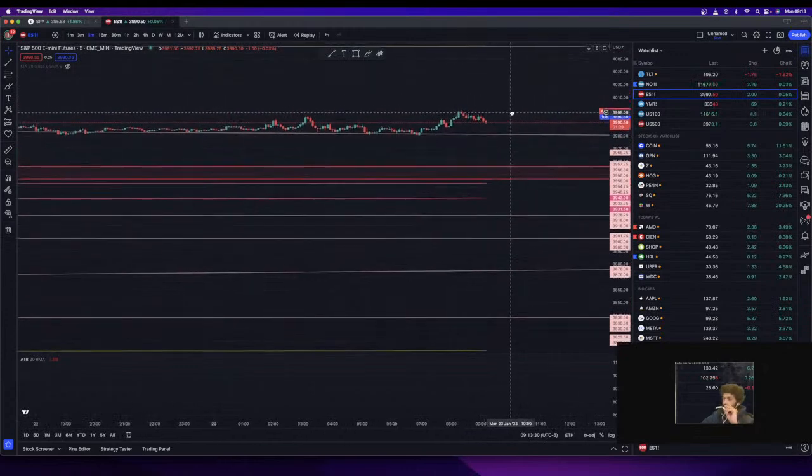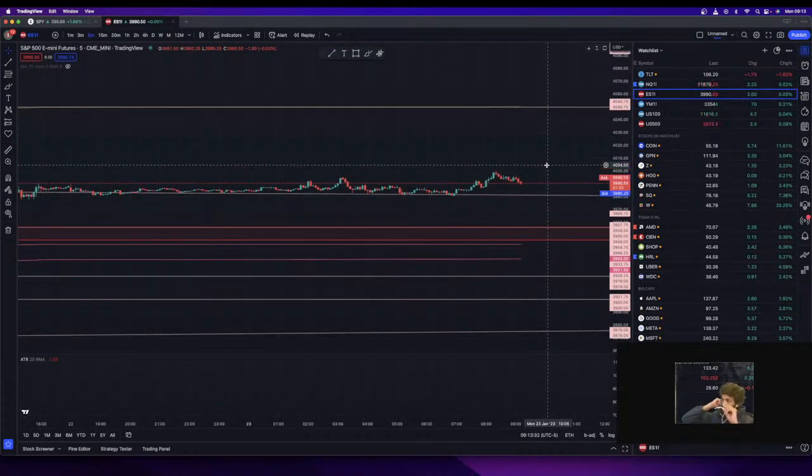Yep, futures rejected the 4,000. That's the highest for now. So 4,000 has been rejected, and now they're coming back down.